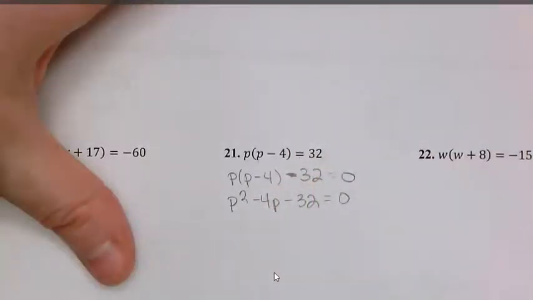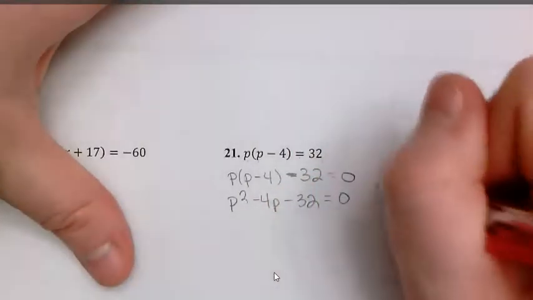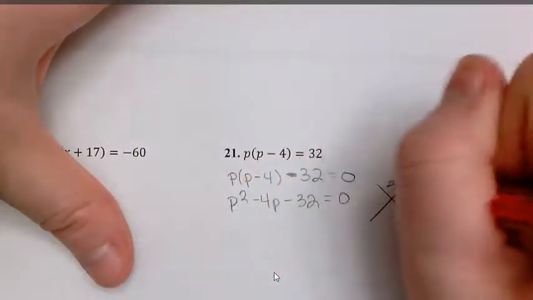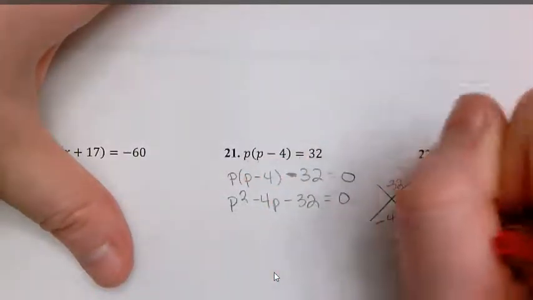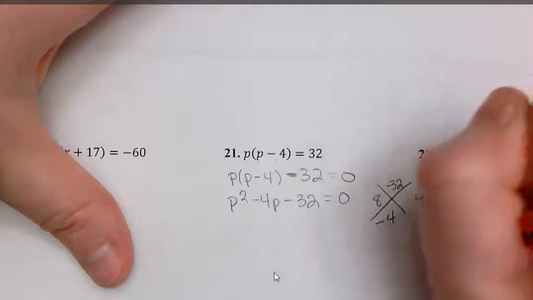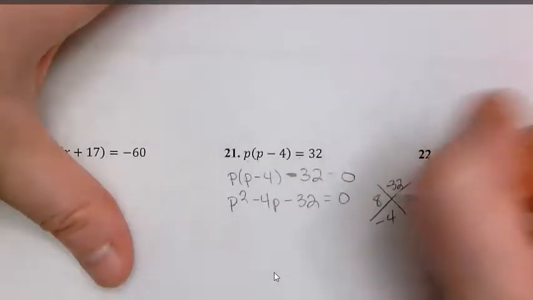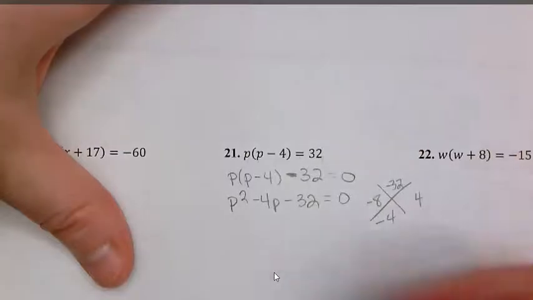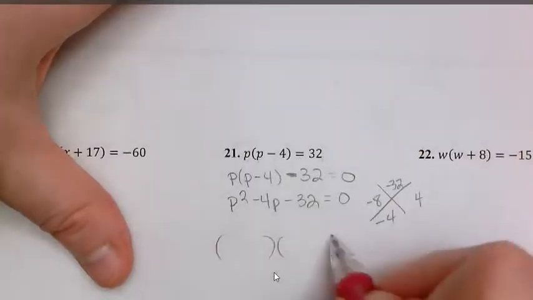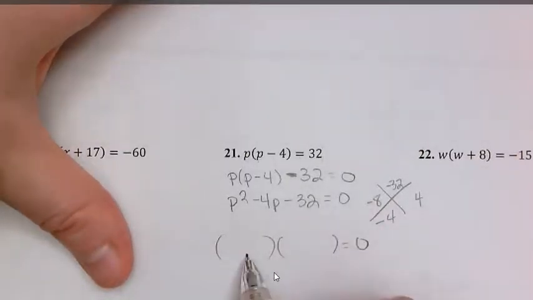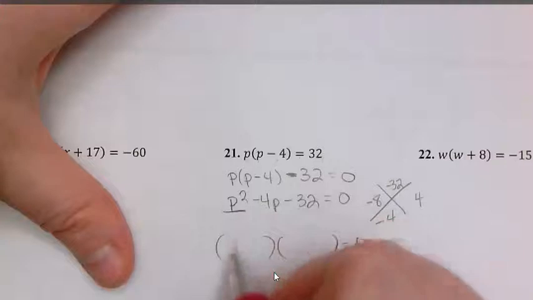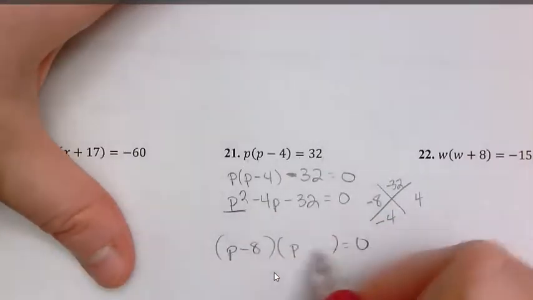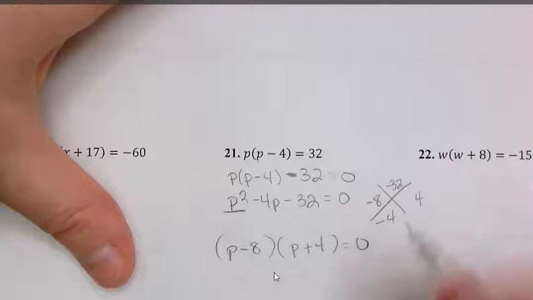So what we're going to do is now do the x. 1 times negative 32 is negative 32, and we must add to negative 4. You're looking at the factors of 8 and 4. Because I've got to multiply to get negative, but add to be negative 4, so negative 8. And we're just going to drop down the p here with the value of 1 in front of it, throw a negative 8, throw a positive 4.